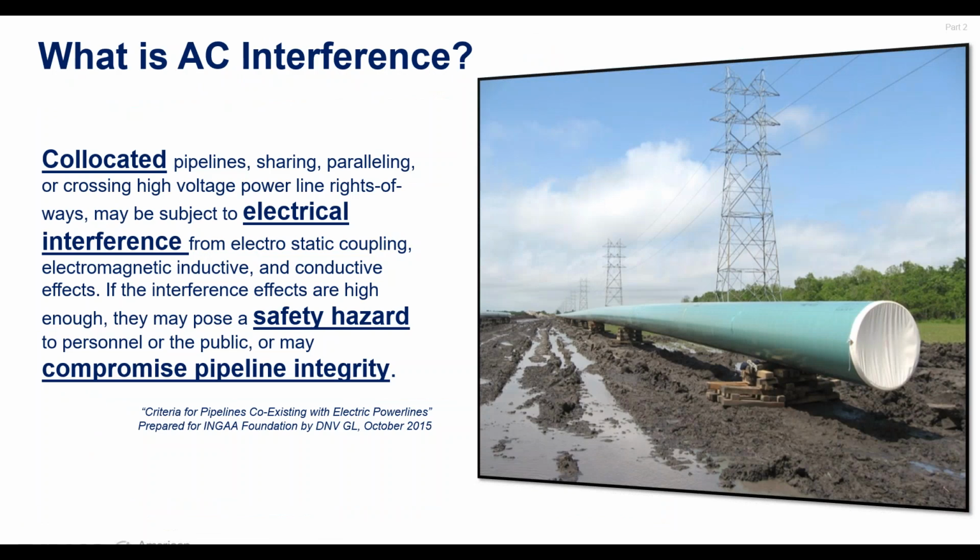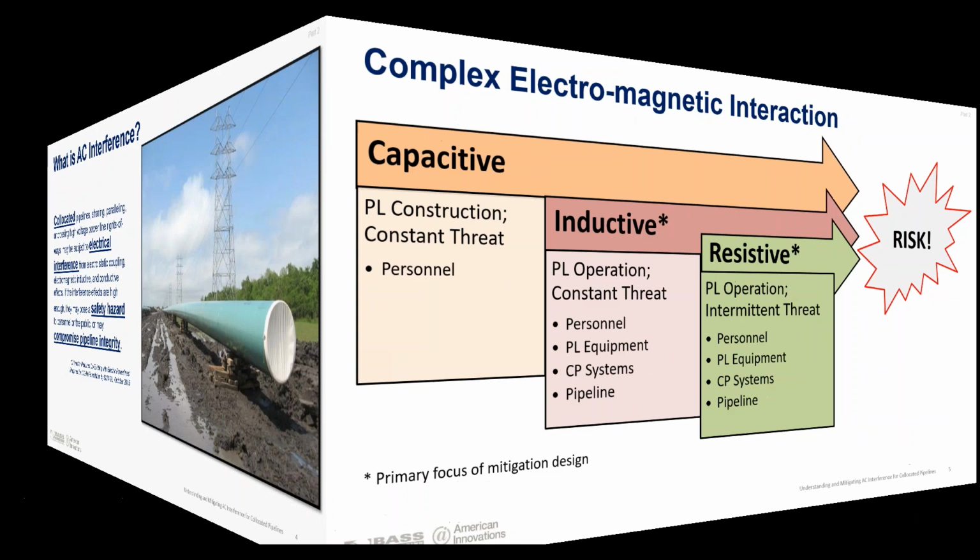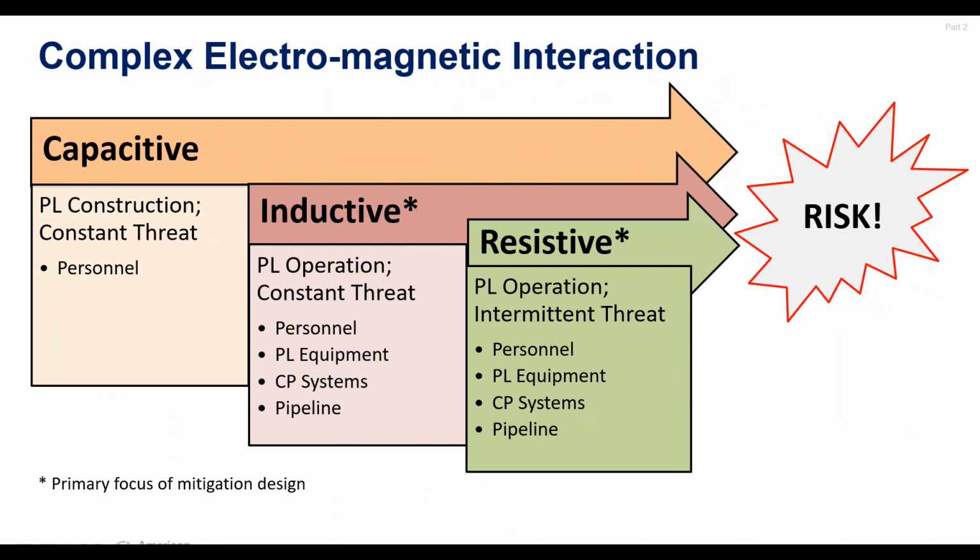We used the definition of AC interference as taken from the INGAA report. This is just a reminder of where we left off. Of course, we're talking about co-located facilities, and when we co-locate those facilities, we can have a complex electromagnetic interaction. Again, as a reminder, we identified three methods of coupling that energy. Capacitive coupling takes place during pipeline construction. That's a constant threat to personnel: your pipeline installation folks, your inspectors, anyone, even the general public that may be around that pipeline during that time.